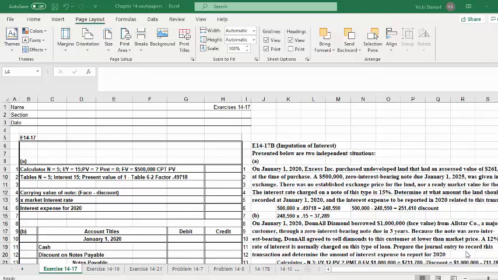So to determine the amount that the land should be reported at, we would take the amount of the zero interest-bearing note, which is $500,000, and we would multiply it by a factor that we would determine to get the present value. The factor, we would look at table 6.2, and it would be n equals 5, and the interest rate would be 15%. And that is where we would get the factor 0.49718.